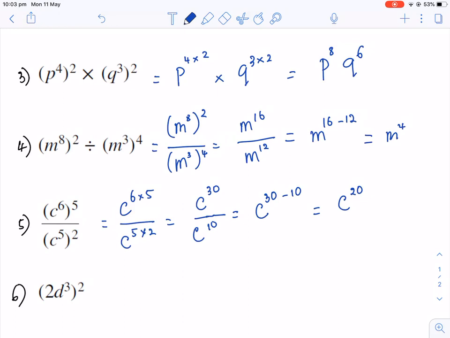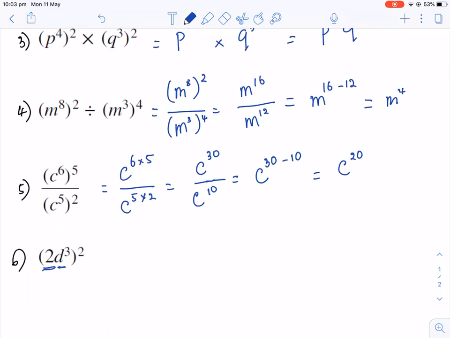Question 6 looks simple but is a bit tricky. There is a coefficient in front of the variable here. What you do for the fourth index law, as I mentioned before, is that when 2 is standing by itself, it means 2 to the power 1. So I just write down here 2 to the power 1, d to the power of 3, or d cubed, all to the power 2. And what we do here, we just distribute, multiplying the index outside of the bracket with the index of each number or variable inside the bracket.